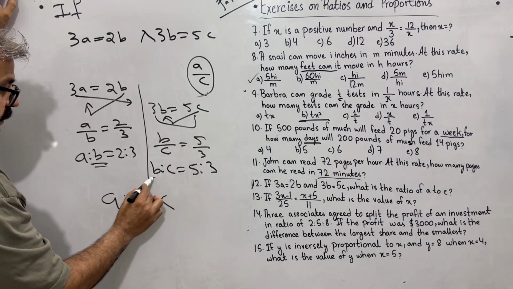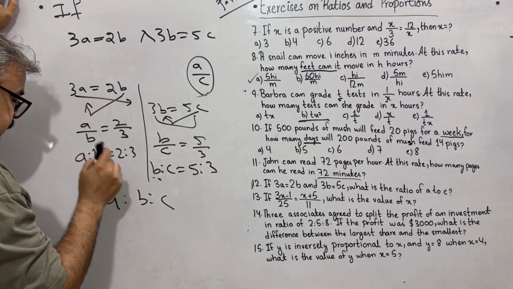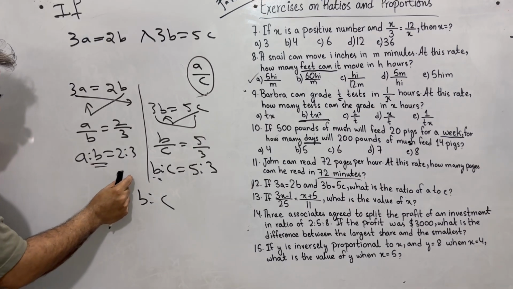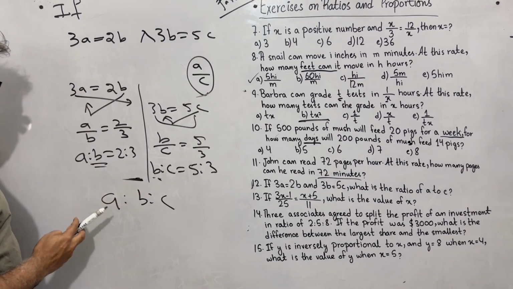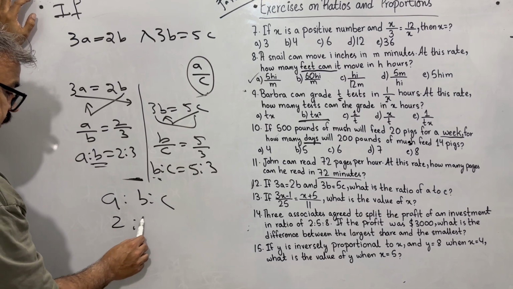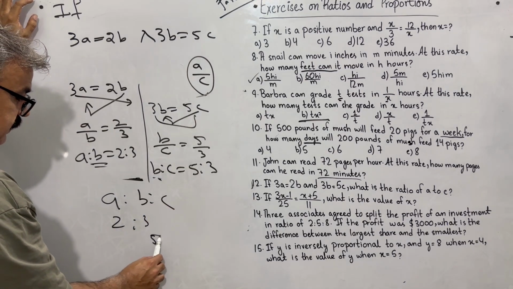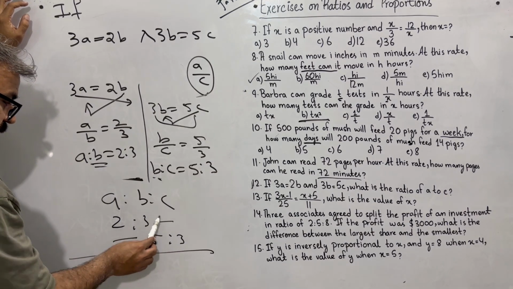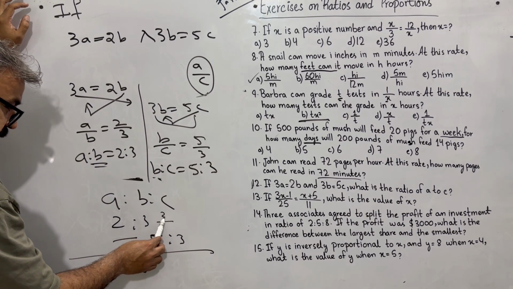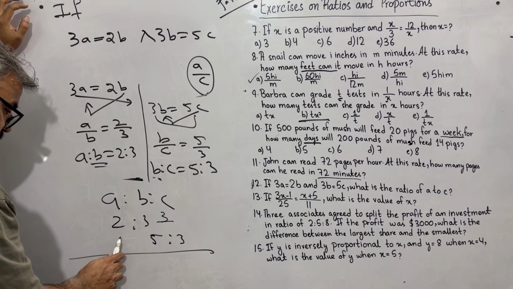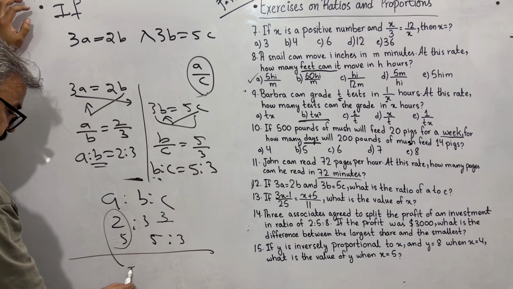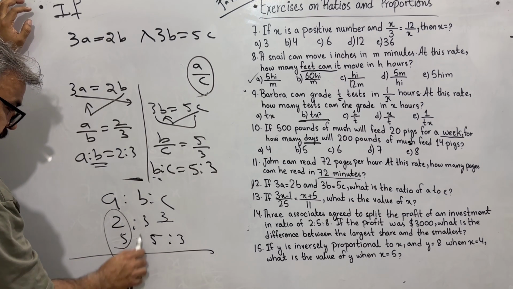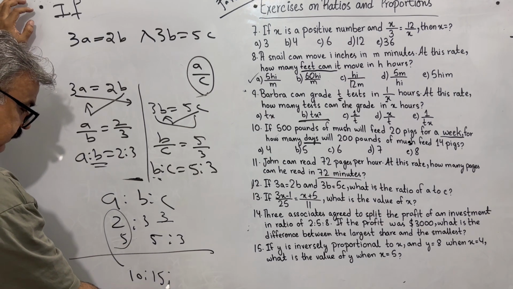Look, b is the common link in both AB and BC. The connecting link must be at the center. B is the link and B is at the center. Ratio of AB is 2 ratio 3. Ratio of BC is 5 ratio 3. Don't go here and there. Fill the blank with the nearest one. With the nearest quantity, it is 3. Fill the other blank with the nearest one. It is 5. So 2 times 5 is 10, 3 times 5 is 15, 3 times 3 is 9.